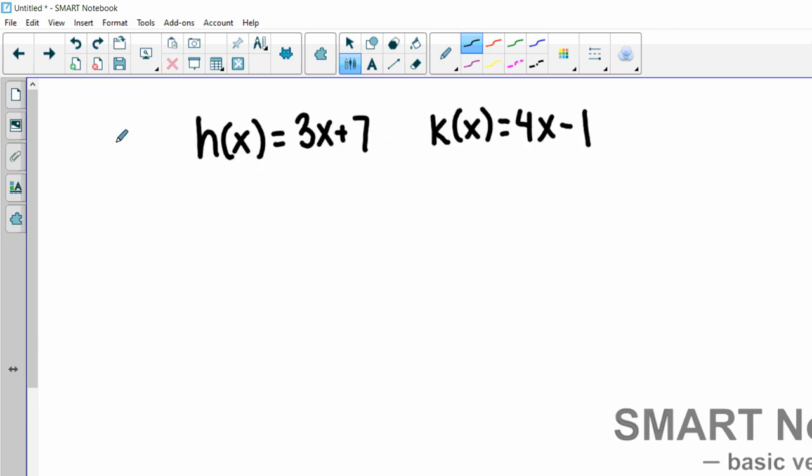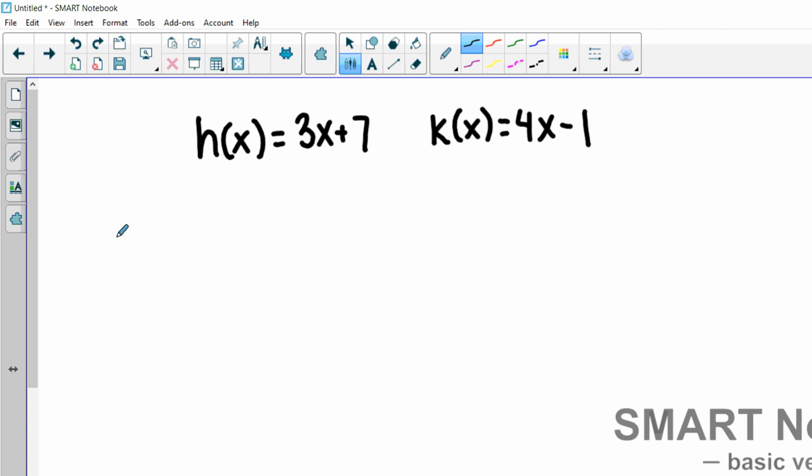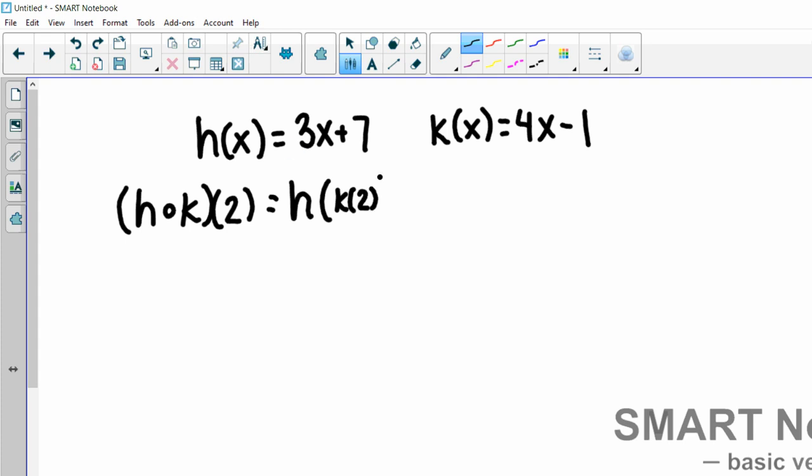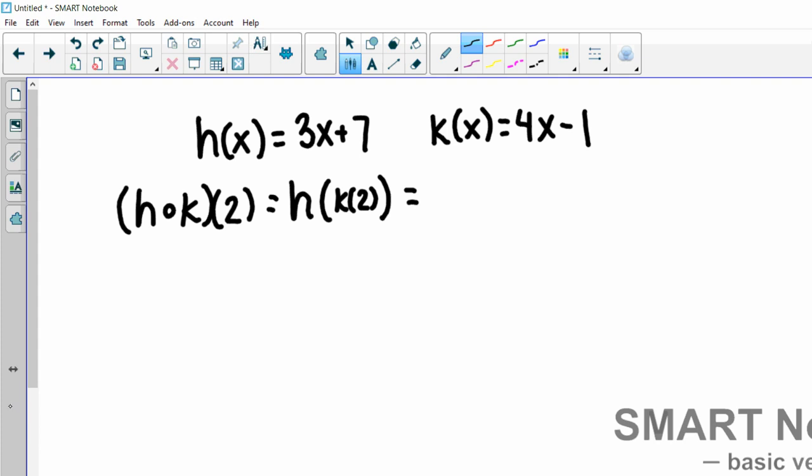With my h and k, just like with our h and k that we did here, instead of an x, I had a number in there. So if instead of saying, let's find h of k of x, maybe it wants h of k of 2. Again, if it helps you to write it in a nested form like this, then please do it. But when we are doing arithmetic, understand there's a difference between what we did on this page and what we're being asked to do here.